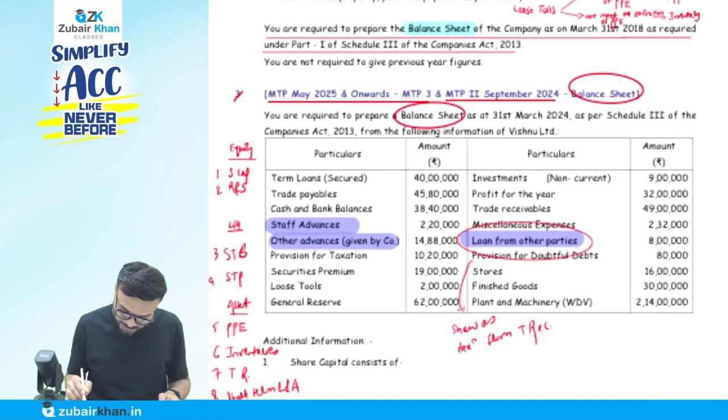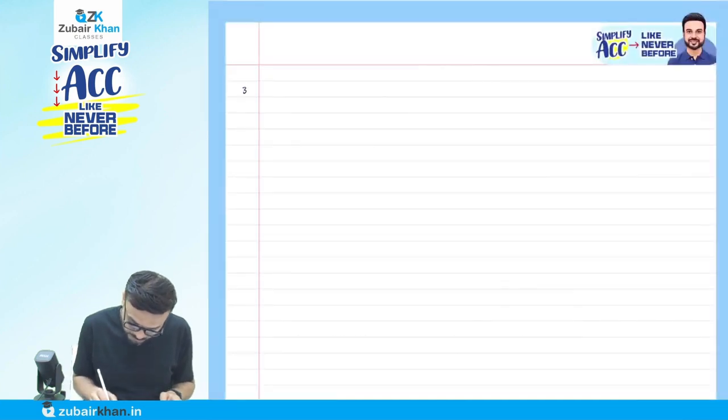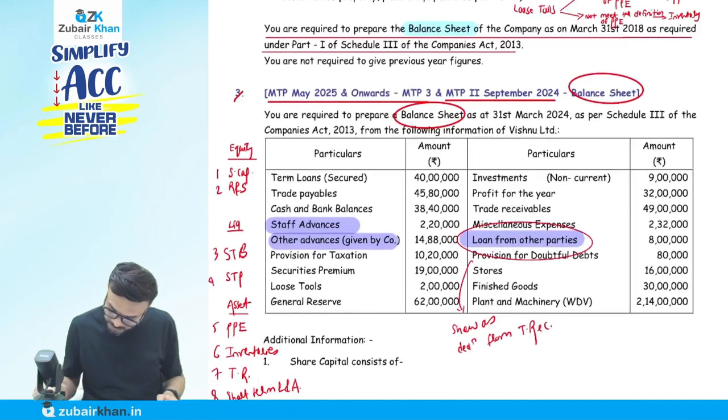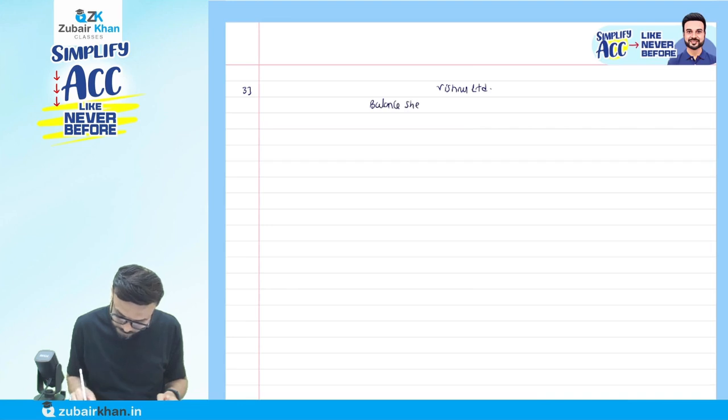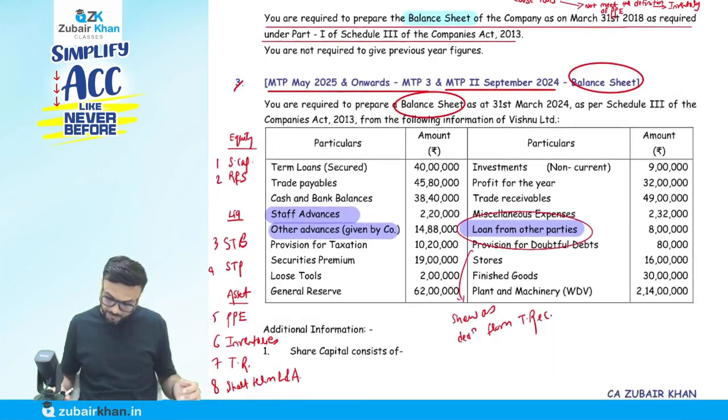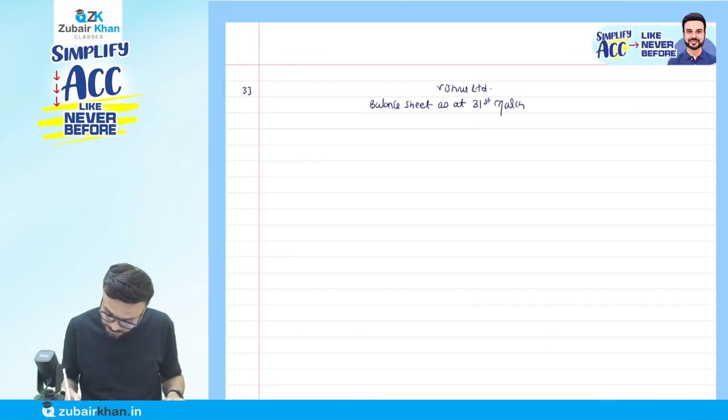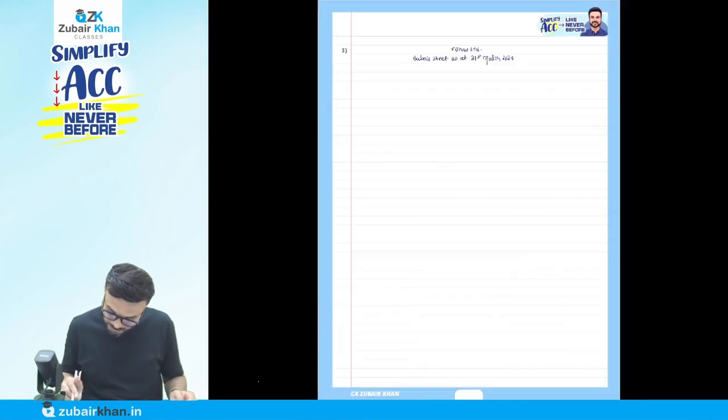Now write down the question number. This is question number 3. Vishnu Limited balance sheet as on 31st of March 2024.